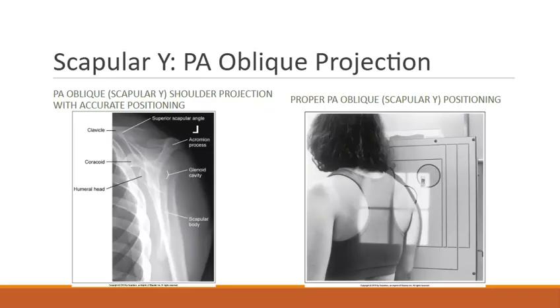Image analysis guidelines for the PA oblique shoulder projection, or scapular Y, state that the scapular body should be demonstrated in a lateral projection with superimposed lateral and vertebral scapular borders. The scapular structures form a Y, with the scapular body as the leg and the acromion and coracoid processes as the arms. The glenoid cavity is demonstrated on end at the converging point of the arms and leg of the Y.